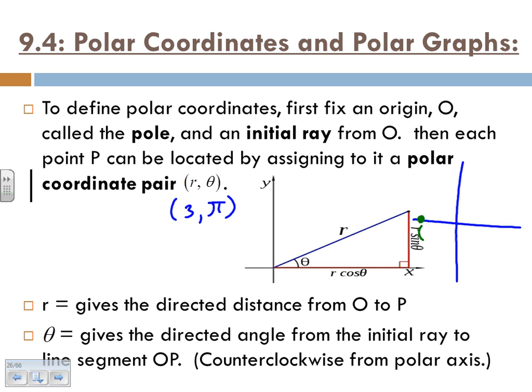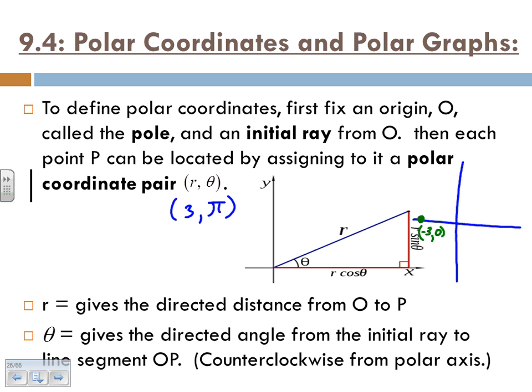So what rectangular point would correspond to this? What is that rectangular point? Negative 3, 0. Does that make sense?